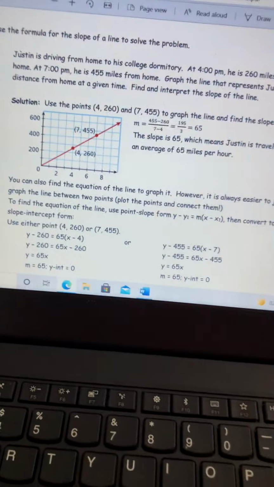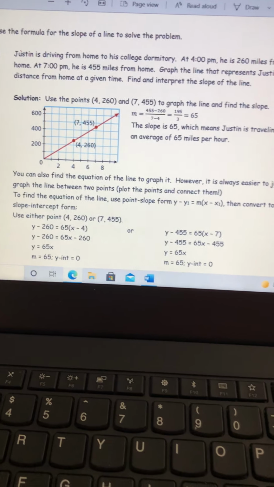Okay, so if you have to determine if lines are parallel, perpendicular, or neither, slope-intercept form is usually the easiest way to do that, so you can compare the slopes and the y-intercept. Okay, the next part wants you to use the formula for the slope of a line. Let me show you on the computer screen. I'm not going to write all this.